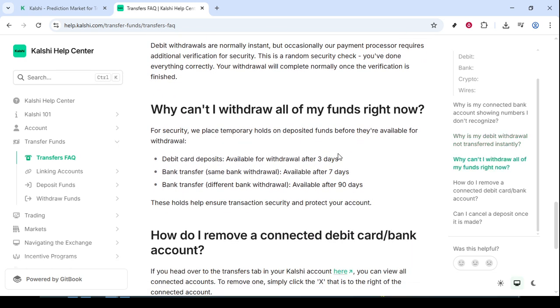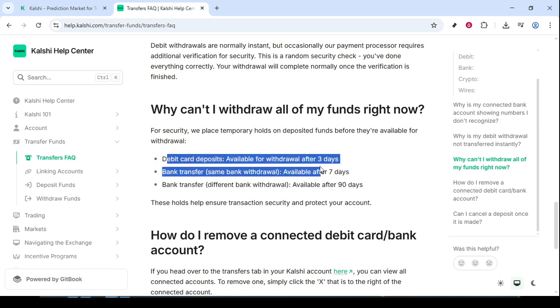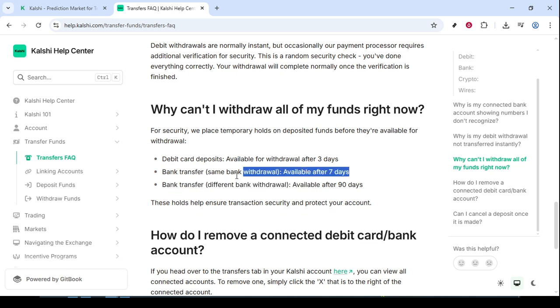In the case of bank transfers, if the withdrawal is coming from the same bank, usually the funds become available after 7 days. However, if the transfer is from a different bank, then the available time extends to 90 days. These timelines can seem lengthy, but they're implemented as a security measure to protect your assets and ensure the integrity of each transaction.